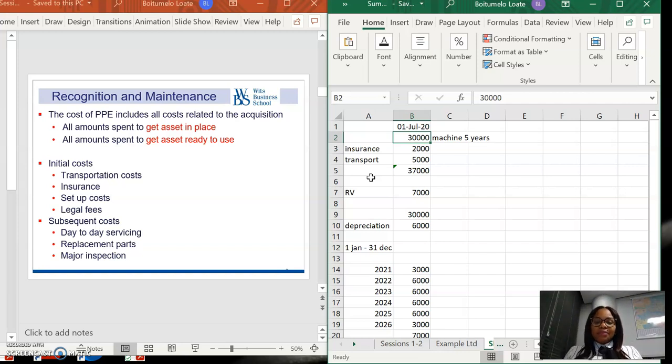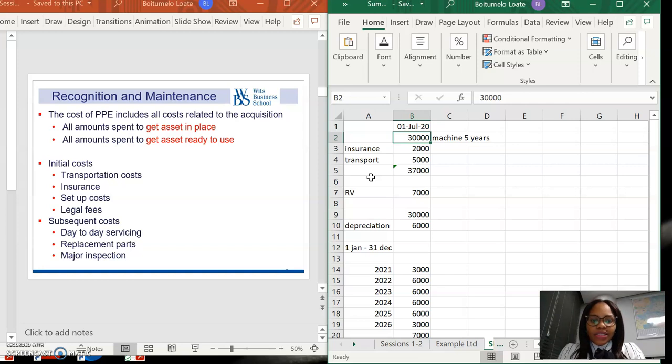Because the insurance and my transport costs were incurred in getting my machine to a place where I wanted to use it and getting it ready for me to use, I can then include that additional $7,000 in the cost, or the capitalization, of my asset in my balance sheet. So what I want to recognize my asset at is not just the $30,000 and expense the $7,000. I can recognize my full asset, my full resource, at the full $37,000 in the balance sheet.